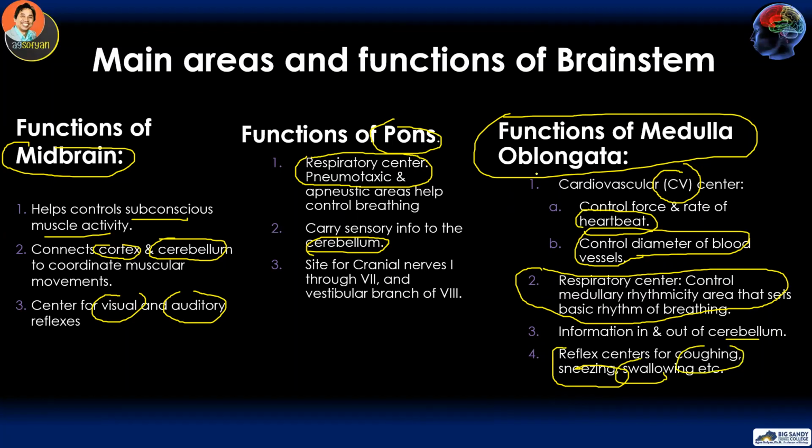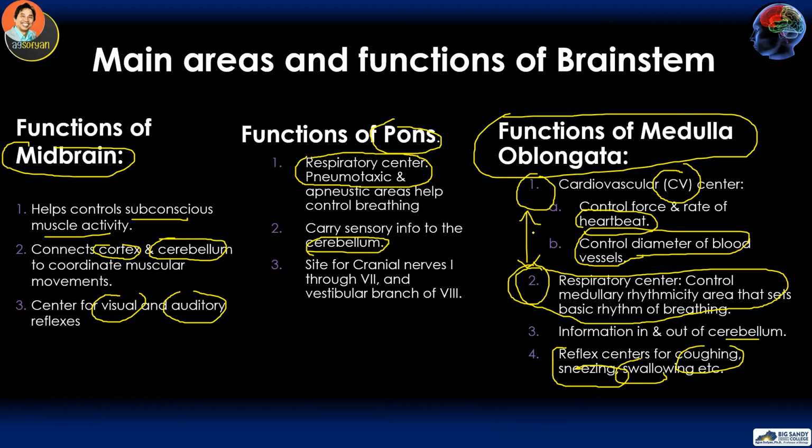So you see, this one is heart beating, this is breathing. These are two actions that we have to do over and over, right? So this is the reason why it's really important. If this medulla oblongata is broken, somebody might die because of it. So this is really important.